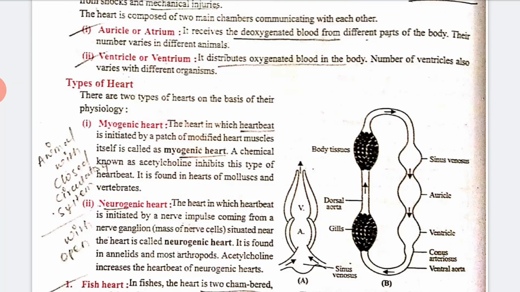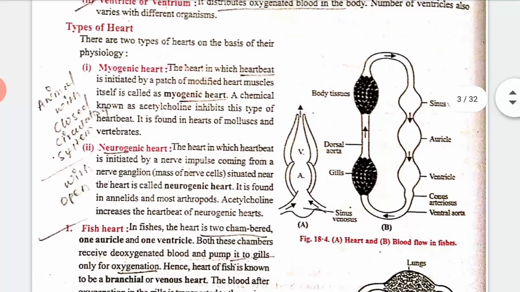Now next we have the ventricle. It distributes oxygenated blood in the body, and the number of ventricles also varies in different organisms. Clear? Now let's talk about the types of heart.